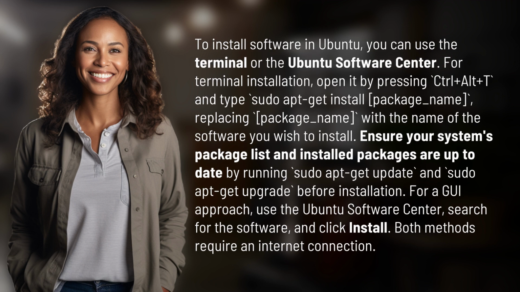Ensure your system's package list and installed packages are up to date by running sudo apt-get update and sudo apt-get upgrade before installation. For a GUI approach, use the Ubuntu Software Center, search for the software, and click Install. Both methods require an internet connection.